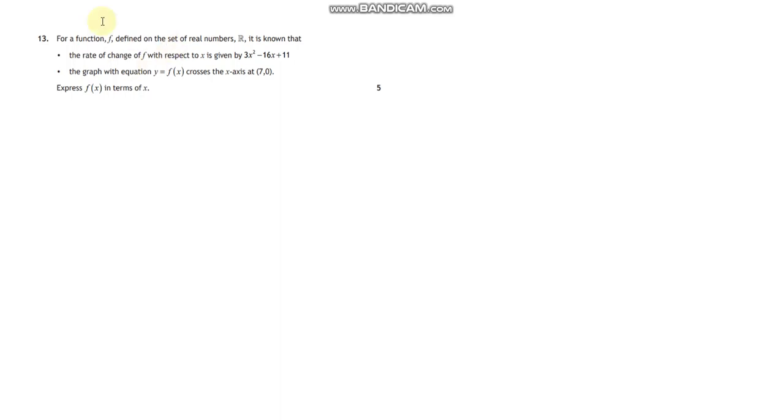Okay, question 13. So we've got a function, the rate of change is this. We've got a point, express f of x. Now, I think understanding this question seems to be most people's problem. What's it telling me? Well, it's telling me to integrate.